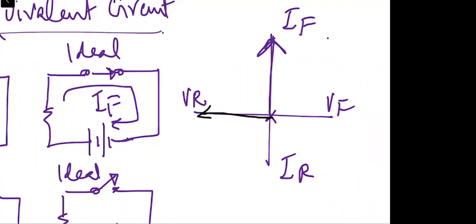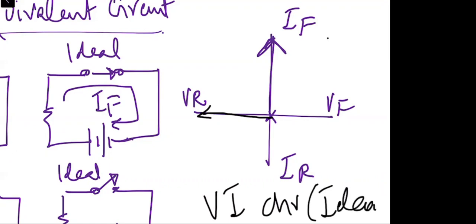Yes, sir. Okay? So when no current is flowing in the reverse direction, whatever voltage is being applied is all applied across the diode itself. Right? So this is basically the VI characteristic curve for the case when the diode is considered as an ideal diode. Any question? No, sir. Okay.